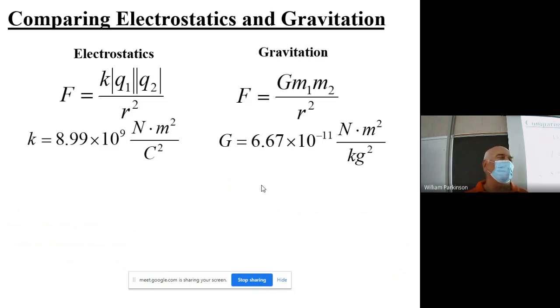Now look, ladies and gentlemen, don't be surprised if you see a question like that on my multiple guess. Small charge can give big force because K is big. However, you have to have huge mass to have big gravity force because G is small.